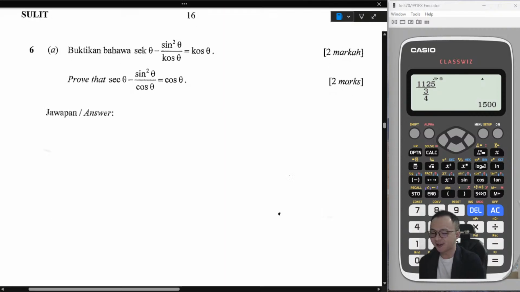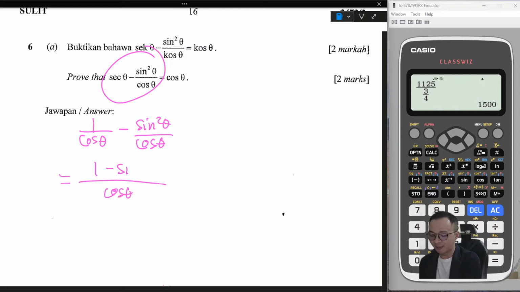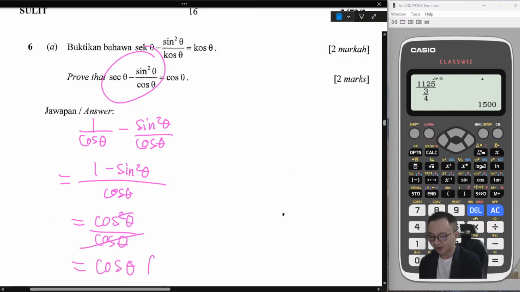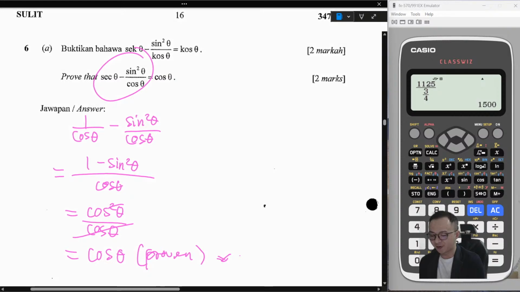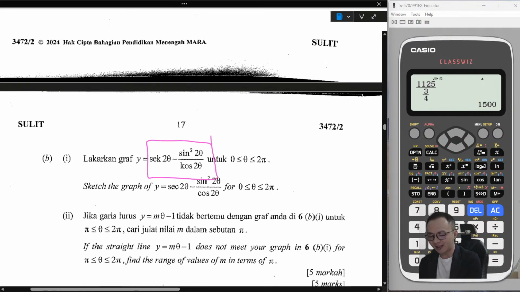Okay, question 6 is the trigo. It asks us to prove, so we're just trying to prove. This second is 1 over cos. So this is sine square over cos. So we can combine the denominator, right, since they are the same. So this is 1 minus sine square. 1 minus sine square is cos square, right? So cos square and cos is cancelled. I still have the cos theta. Proven. Okay, this one is actually very straightforward. Nothing special.